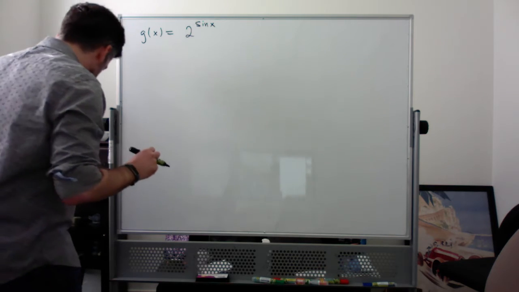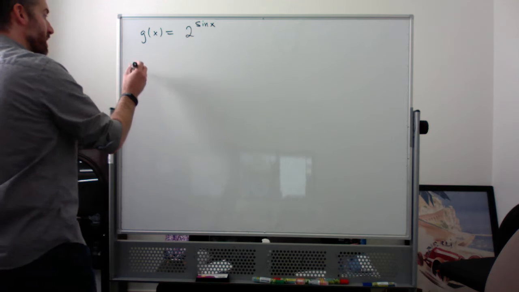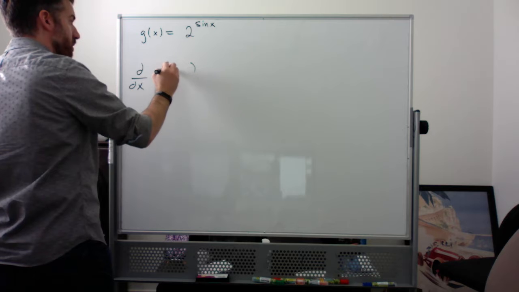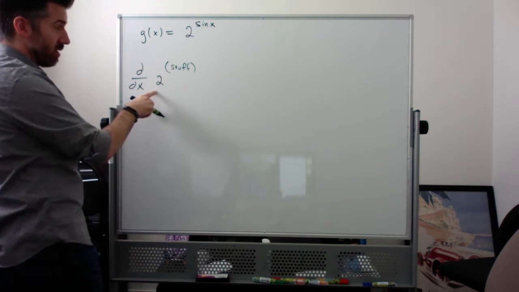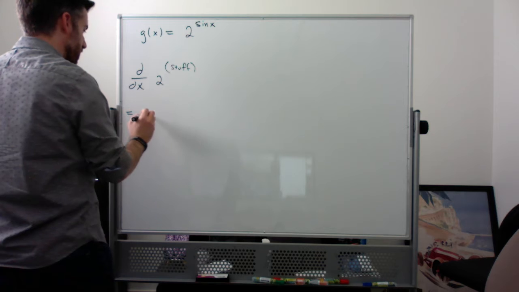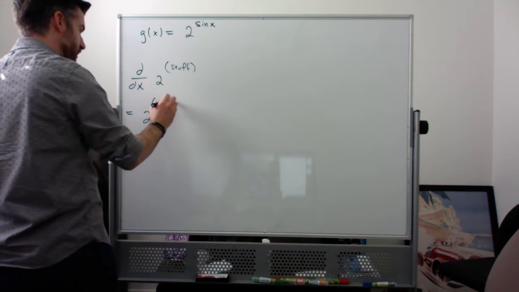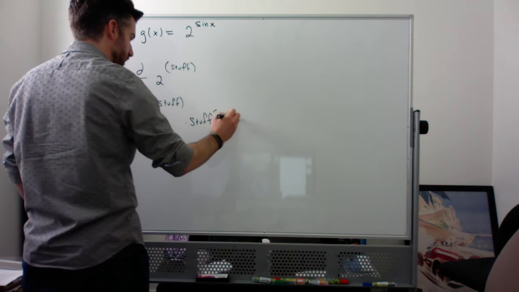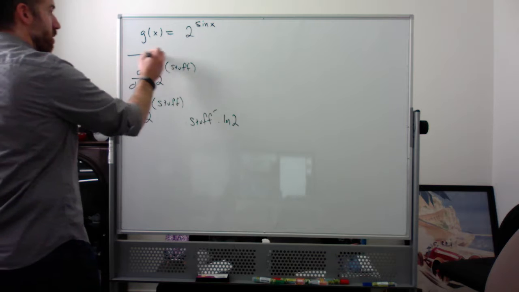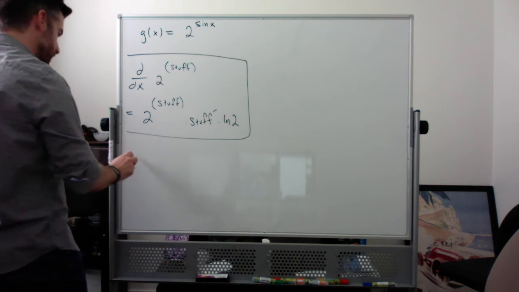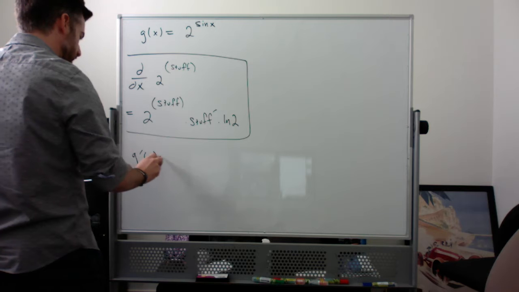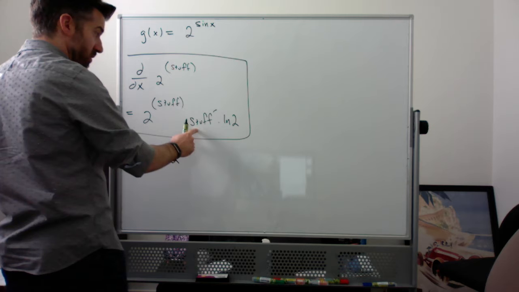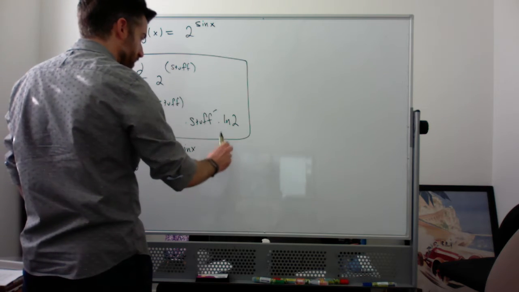The short way to do this is to remember that the derivative of 2 to the stuff, whenever your base is something other than e, is just your base to the stuff times the derivative of the stuff times the natural log of your base. So the derivative of 2 to the sine of x is going to be 2 to the stuff times the derivative of your stuff, which is cosine of x, times the natural log of 2.